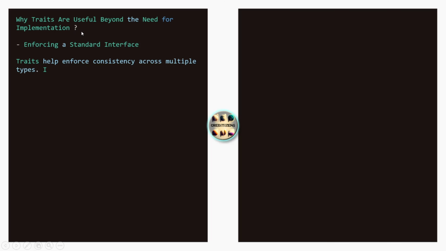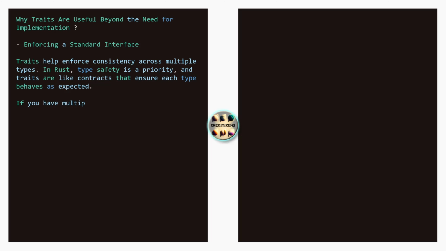Why traits are useful beyond the need for implementation. Okay, now I understand why we would need traits instead of using implementation everywhere. But let's go a bit more into the details here. That's the last part of the explanation part.